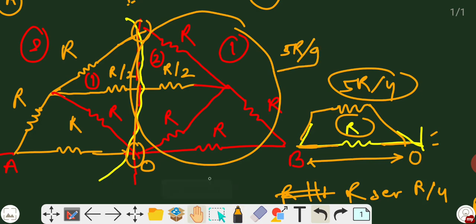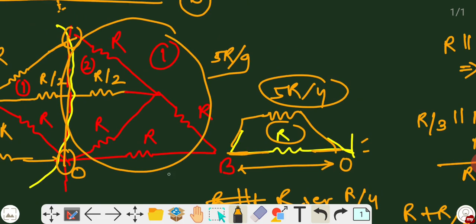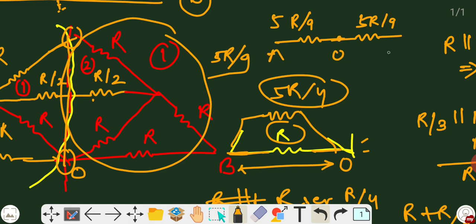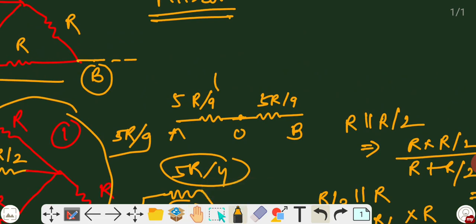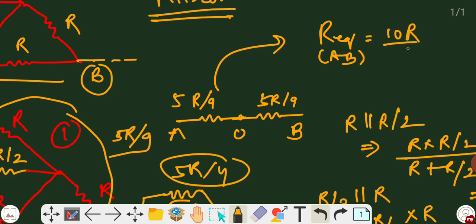Now as it's a vertical symmetry, that is equivalent to 5R by 9, and similarly for this node it is also 5R by 9, from O to B. So finally they are both in series, so R equivalent across A and B is equal to 10R upon 9 ohms.